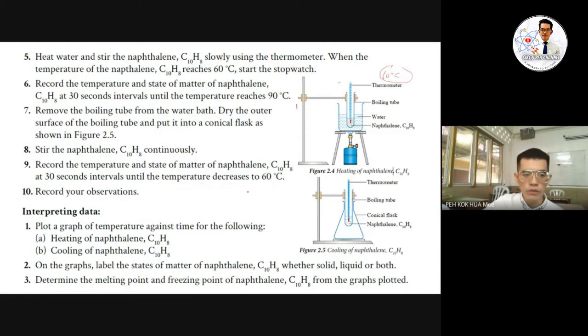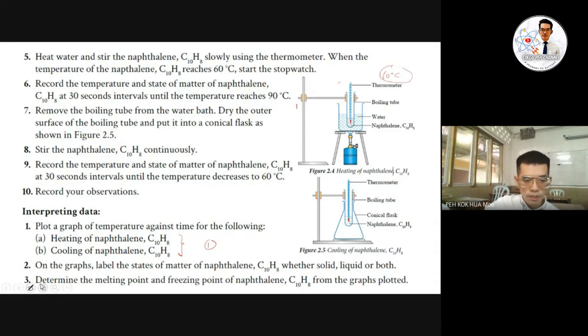After that, you have to plot graphs of temperature against time for the heating of naphthalene and the cooling of naphthalene. So you need to draw two graphs based on the temperatures you get. This is the first thing you have to do. Second, on the graph, label the state of matter. Just now we mentioned that every 30 seconds we not only measure the temperature, we also observe the state: is it solid, liquid, or gas? You have to mention it in your graph also. Here it will be liquid, or solid, or both, as mentioned in sentence number two.